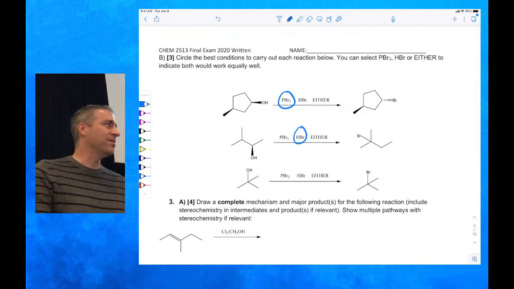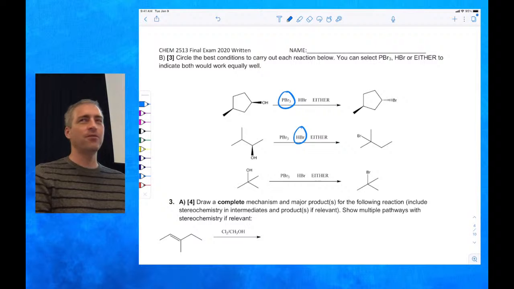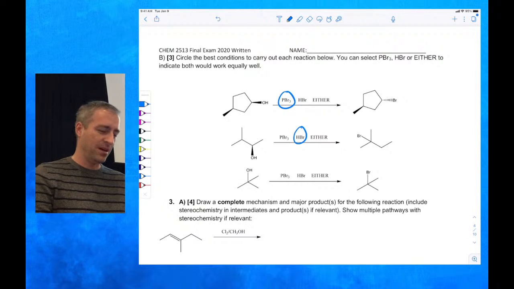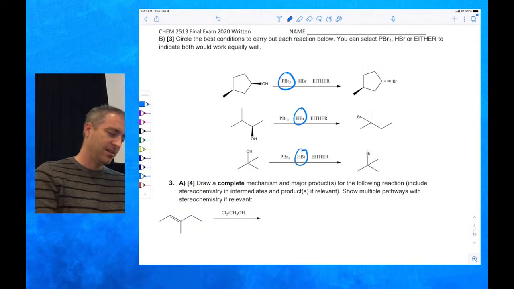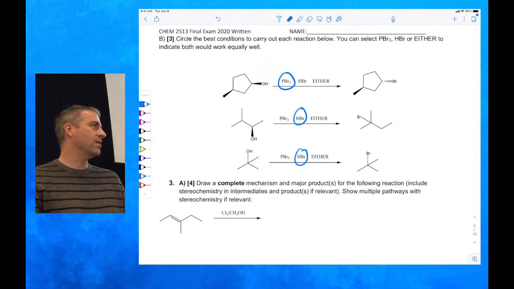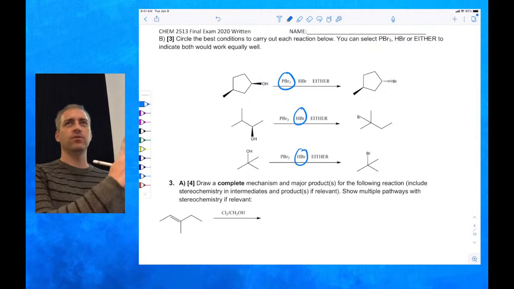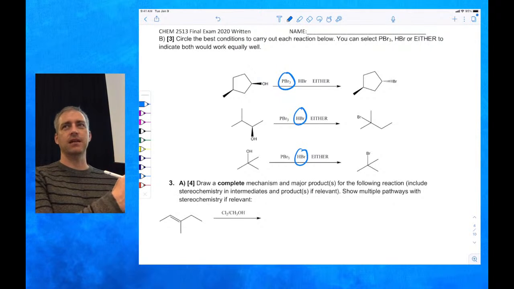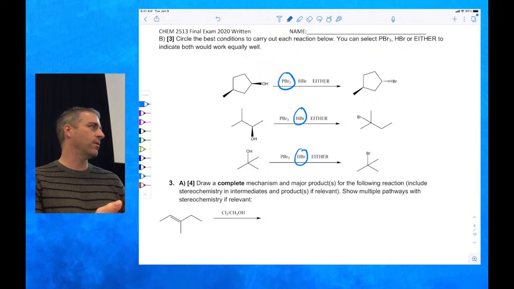This is a pretty subtle one, this last one. It's a fine detail that I probably wouldn't test, but it turns out that PBr3 doesn't work so well on tertiary alcohols. The reason is that you're asking it to do an SN2 as a second step. SN2s don't work very well on tertiary, so HBr is the better choice there.